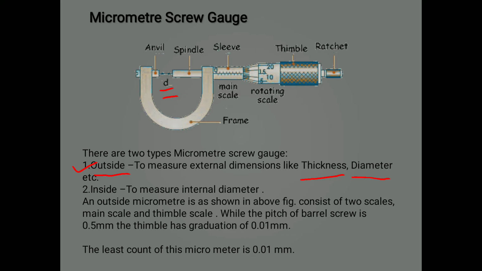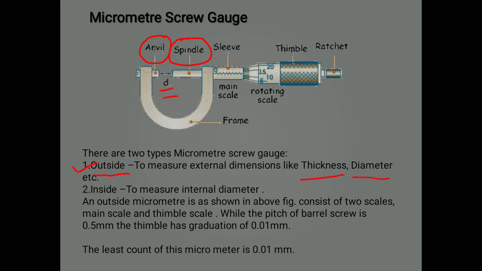You can see the principal parts of the micrometer screw gauge. Here you can see the anvil, which is fixed, then the spindle, which rotates with the thimble. With the help of a screw it rotates when the rotation of the thimble takes place. So here it is the spindle. In between the anvil and spindle the job is held.